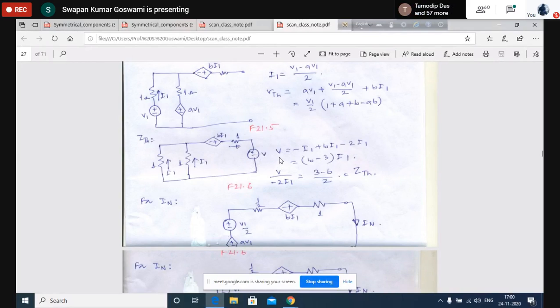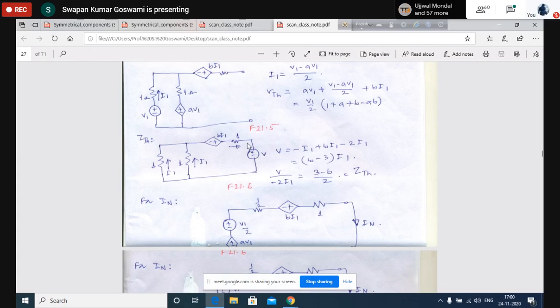Now you find out the value of V by 2I1. What is V by 2I1? Why 2I1? Because through this branch the current is 2I1 and that is in this direction. That is how much current is delivered by the battery, delivered by the source here.